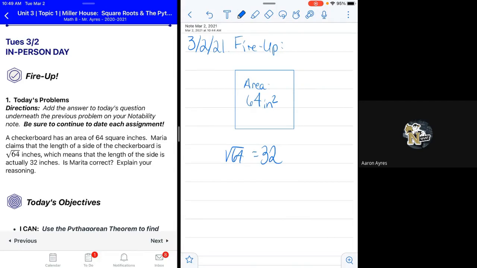Show me true is a thumbs up, false is a thumbs down. Is the square root of 64 equal to 32? That's basically what the question is here. Okay? Is the square root of 64 equal to 32? That's what we're checking.